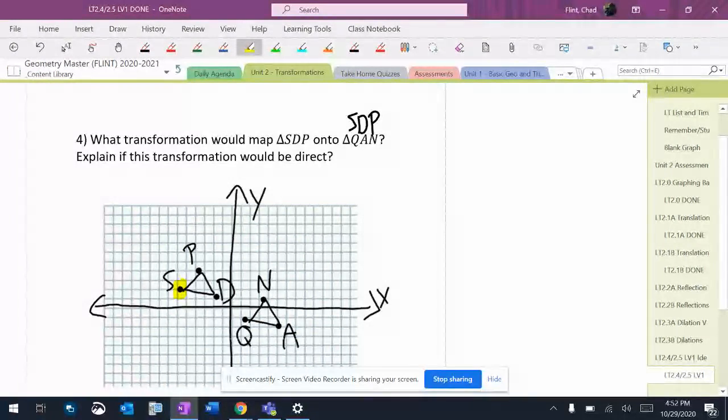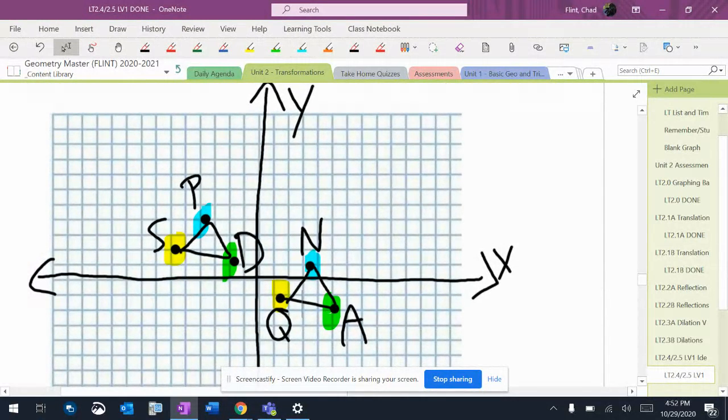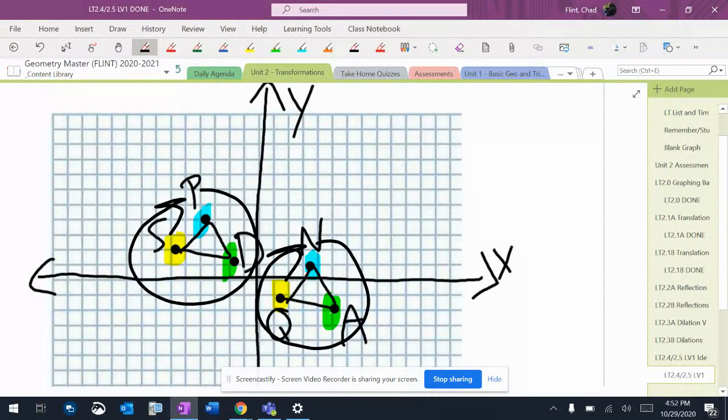But S ends up at Q. D ends up at A. And P ends up at N. So the direct-indirect thing is, do the colors go in the same order as you go around the outside of the triangle? So I'm going to put these on there. I'm going to erase them after I'm done. But I go blue, green, yellow. And then if I start at blue again, I got blue, green, yellow. So I'm going to get rid of those.